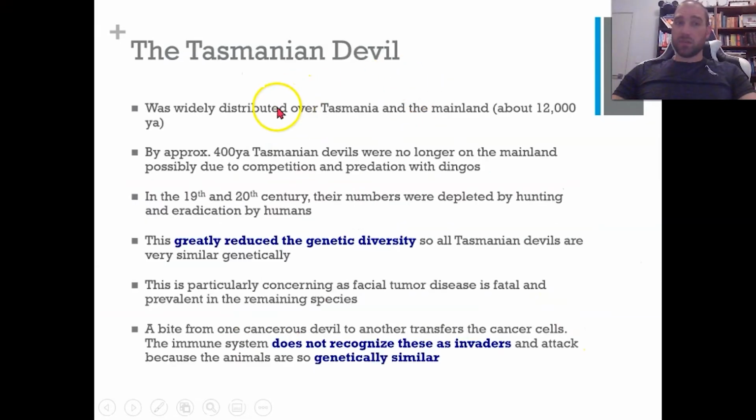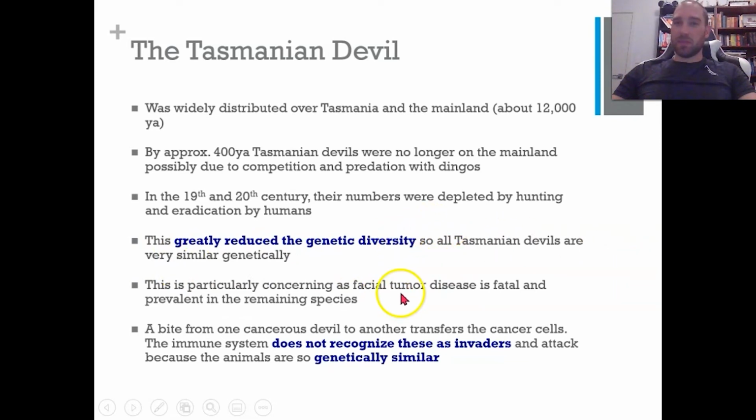So let's talk about the Tasmanian devil. It was widely distributed all over Tasmania and also the south of the mainland. About 12,000 years ago, there were low sea levels due to big ice caps, so Tasmania was still attached to Australia by a land bridge. By approximately 400 years ago, Tasmanian devils were no longer found on the mainland, probably due to competition and predation with dingoes. After European invasion, the numbers were depleted due to hunting and eradication by humans. It was a case of, they will kill our sheep, let's kill them first. That greatly reduced the genetic diversity because we had fewer individuals. So all Tasmanian devils are very similar genetically, and their gene pool is very limited.